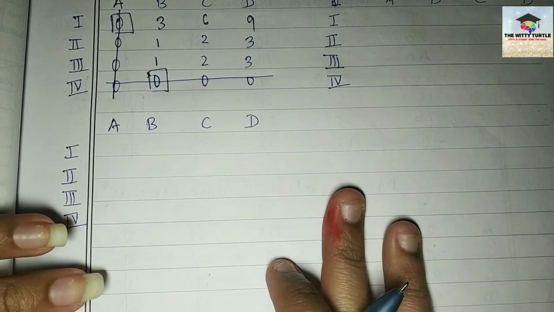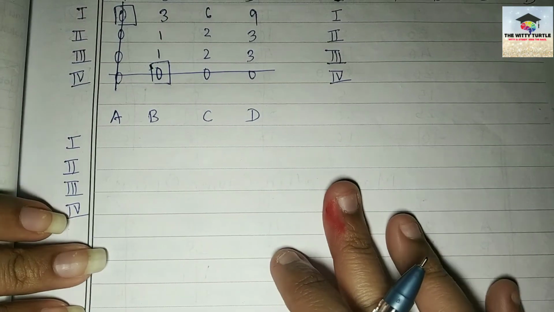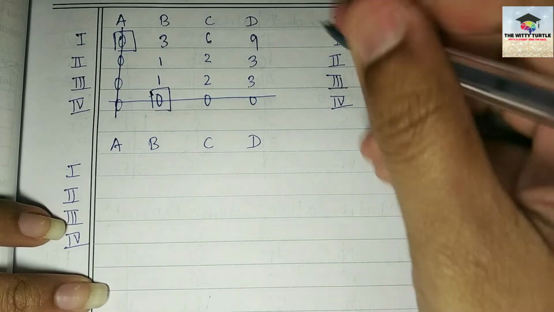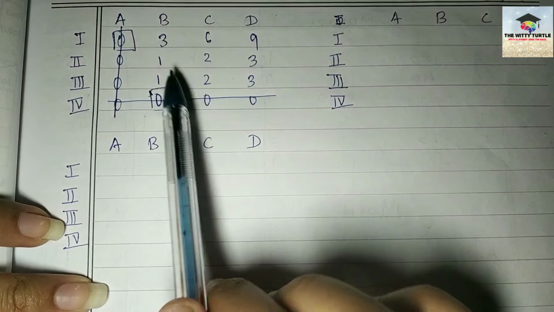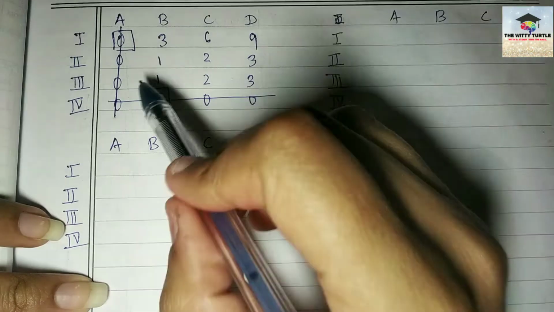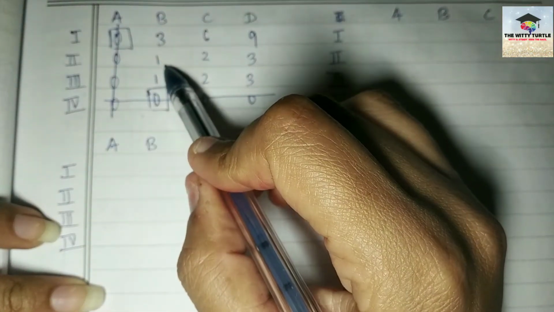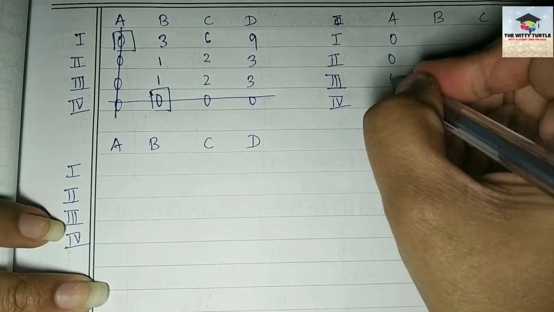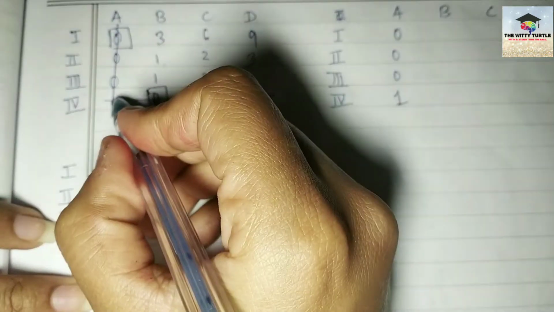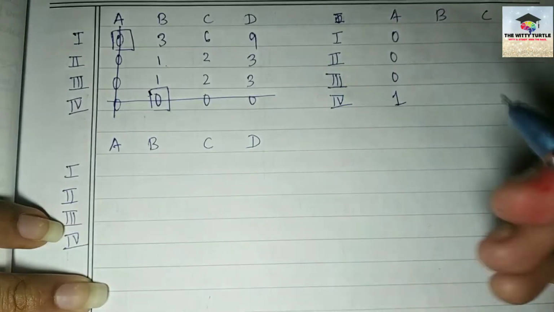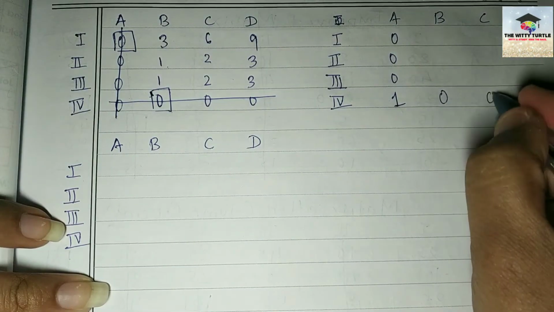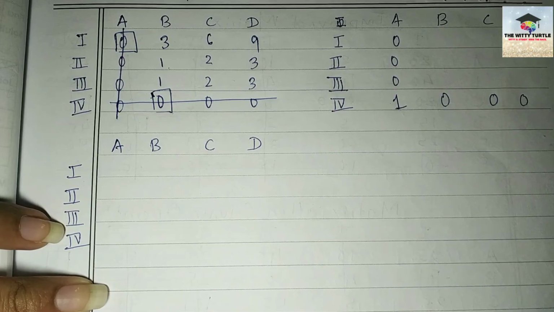Now again, what is the next step that you have to perform? The next step is you have to find out the minimum number amongst the uncut numbers. So minimum number is 1. Now what are you supposed to do? 0, 0, 0. Then yes, it will be 1 because here there is an intersection, right? So ये हो जाएगा 1 and this will be again 0, 0 and 0, right?